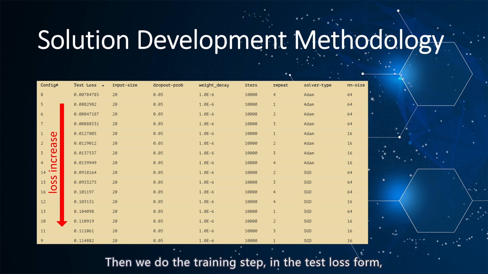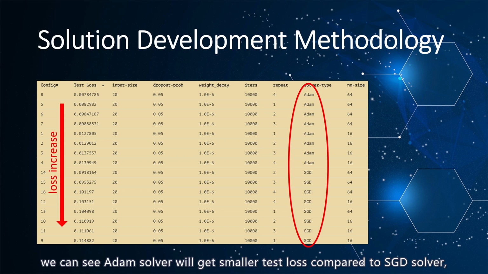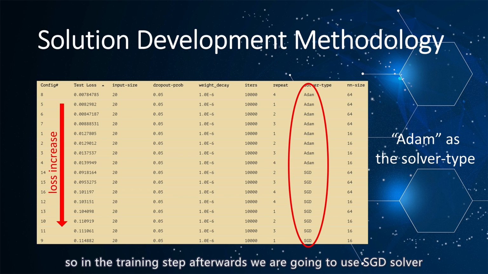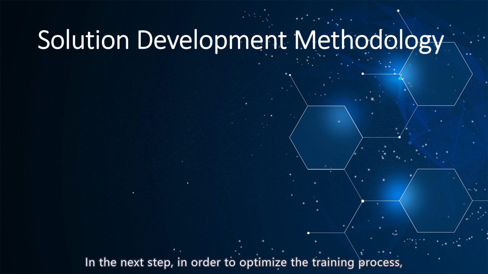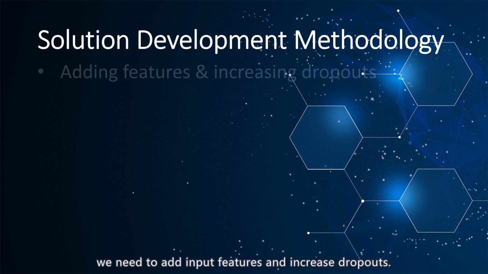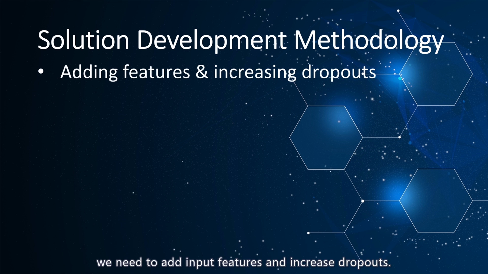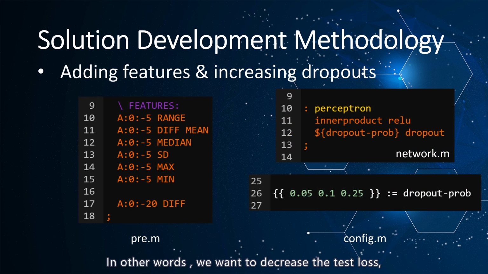In the test loss form, we can see the Adam solver will get a smaller test loss compared to the SGD solver. So in the training steps afterwards, we are going to use the SGD solver in order to save training time. In the next step, in order to optimize the training process, we need to add input features and increase the dropouts. In other words, we want to decrease the test loss. We need to add more features and other dropout probabilities.